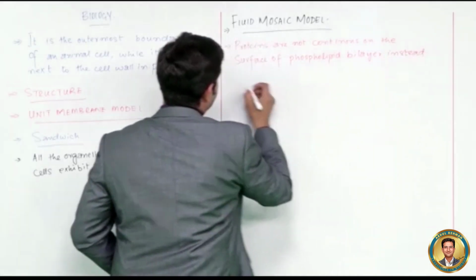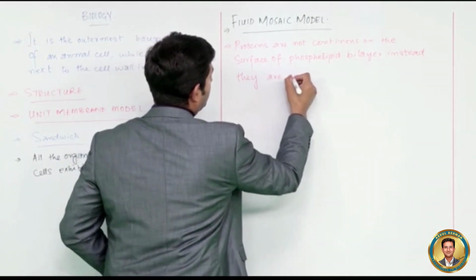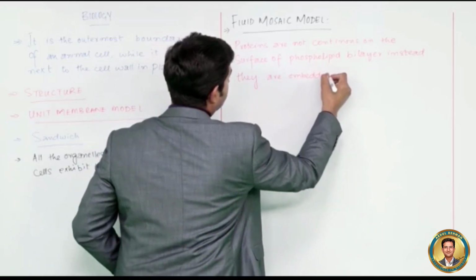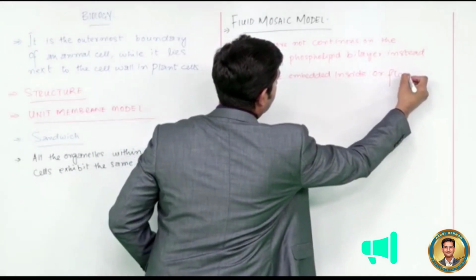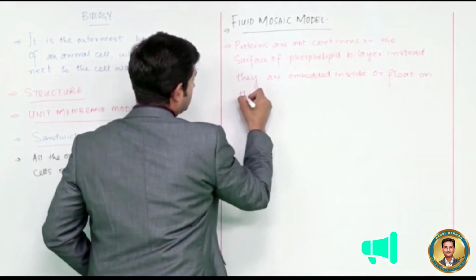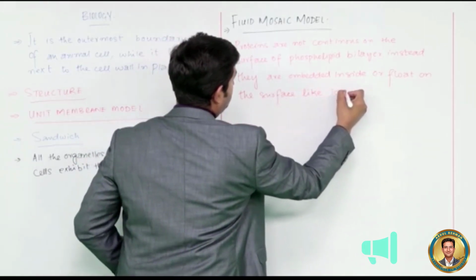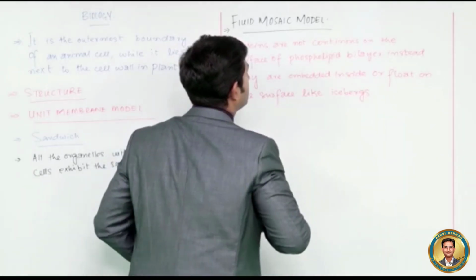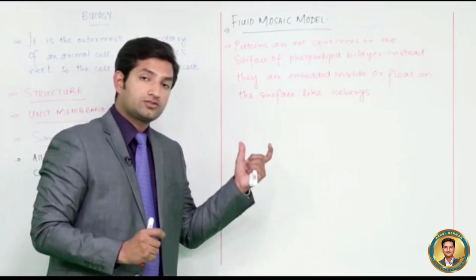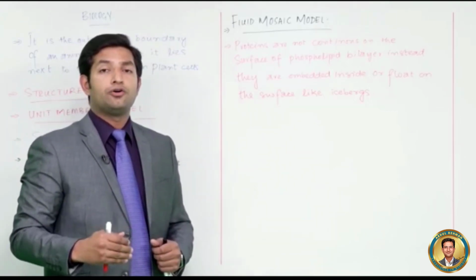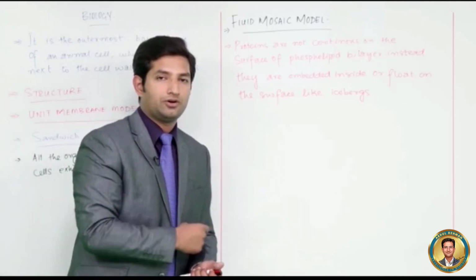Instead, they are embedded inside or float on the surface like icebergs. All right, students, so this is the statement about the fluid mosaic model. It can explain the whole structural composition of the plasma membrane, how it looks under the electron microscope. Okay, so this is your fluid mosaic model.